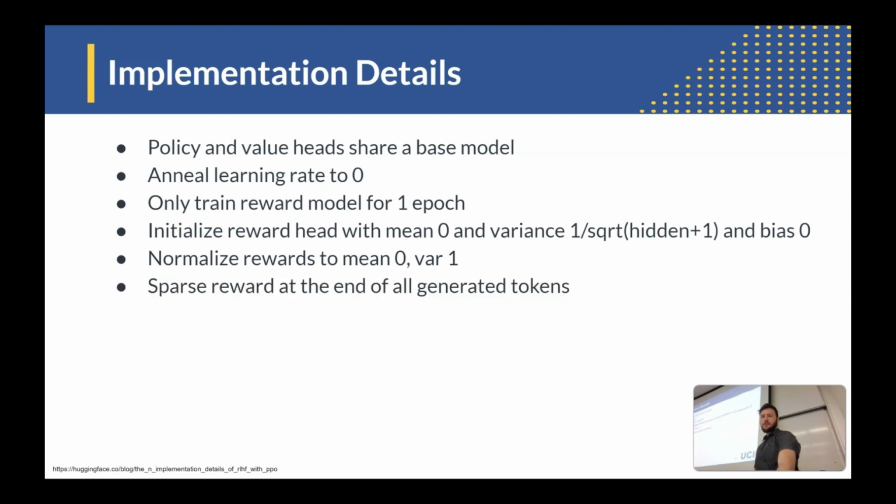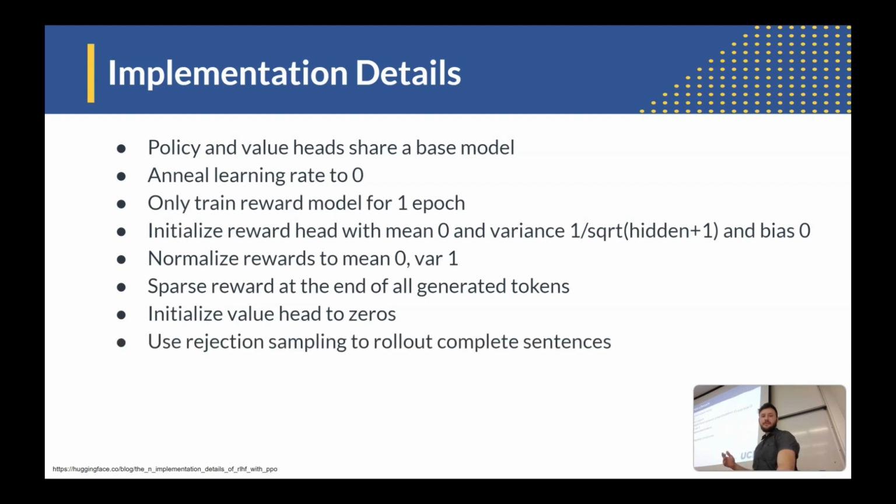We're just using a sparse reward. We're initializing our value head to 0. One thing this blog post in particular points out is that since we're doing rollouts, we want to end at a reasonable spot, usually at the end of a sentence. It's hard to constrain a language model to give a sentence by the 100th token. By the 100th token, I want you to have finished a sentence. That's a difficult search problem to do.